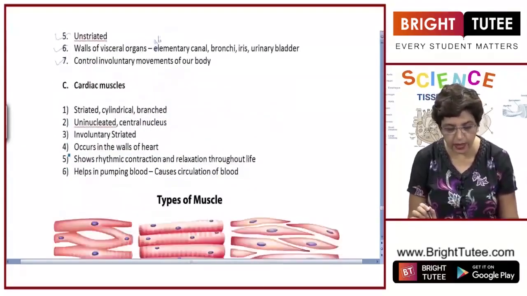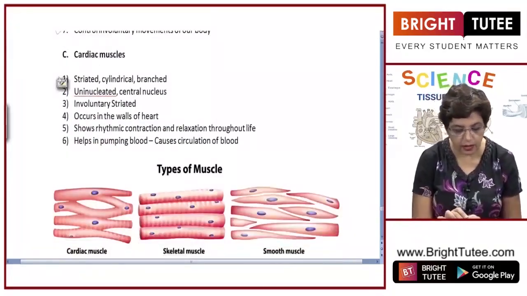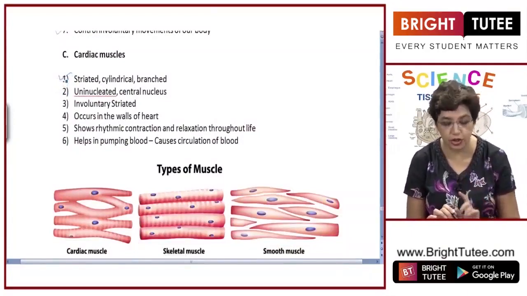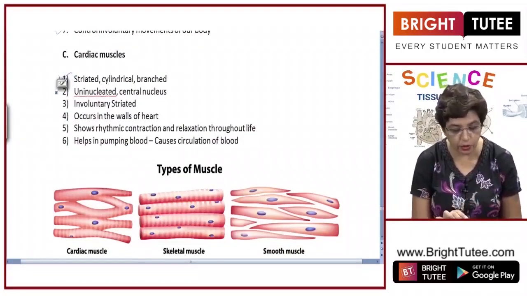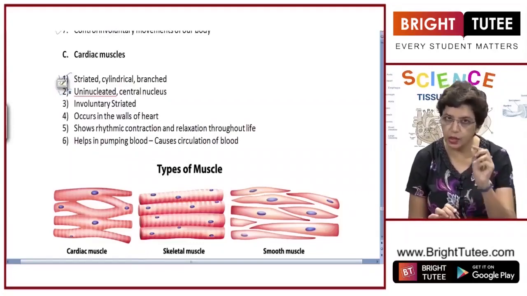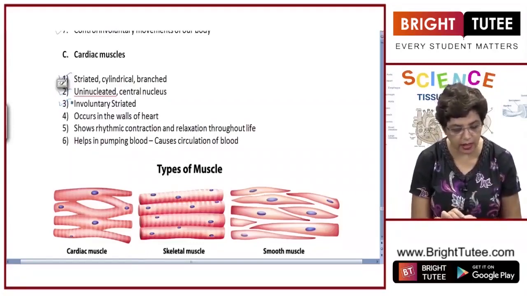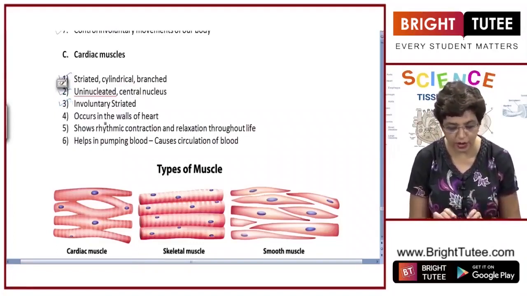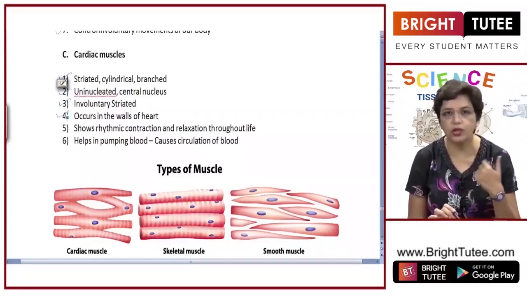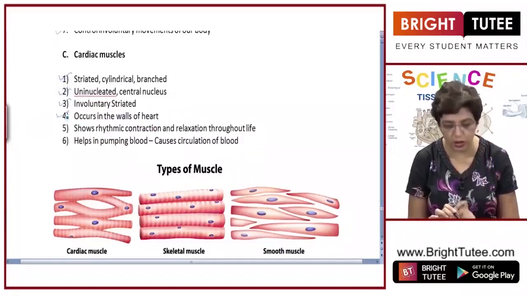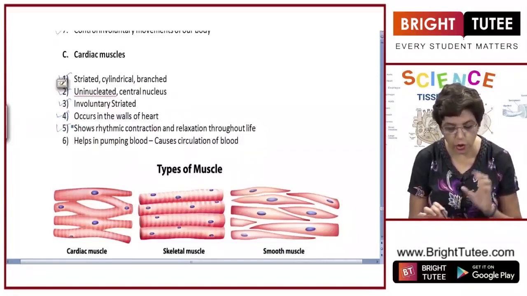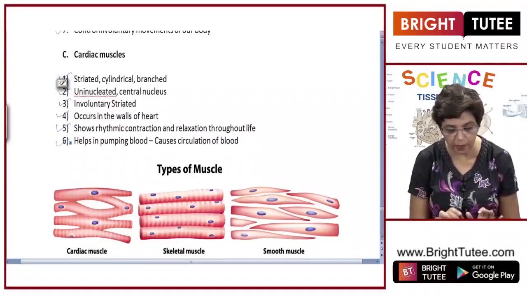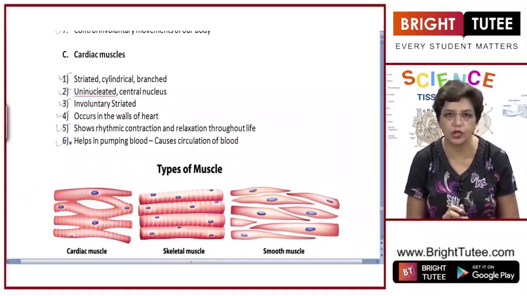The third type is the cardiac muscle. They are also striated. They are cylindrical, but they are branched. Each cell is uninucleated. The nucleus is central. They are involuntary. They do not function at our own will, but they are striated. They are present only in the walls of the heart. They show rhythmic contraction and relaxation throughout life. They help in pumping the blood and cause circulation of the blood.